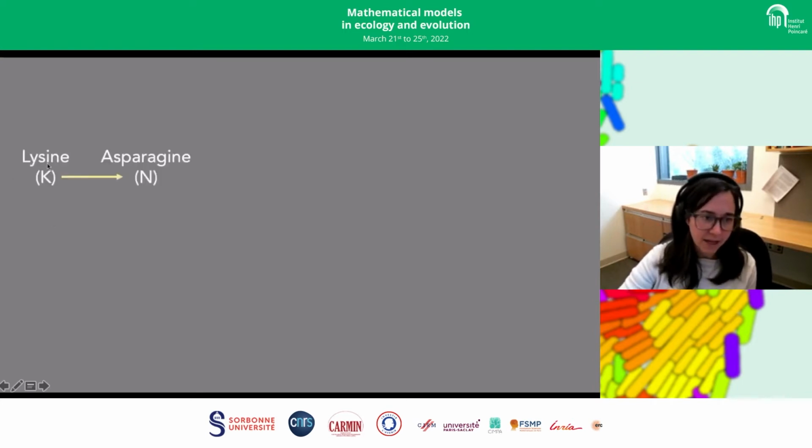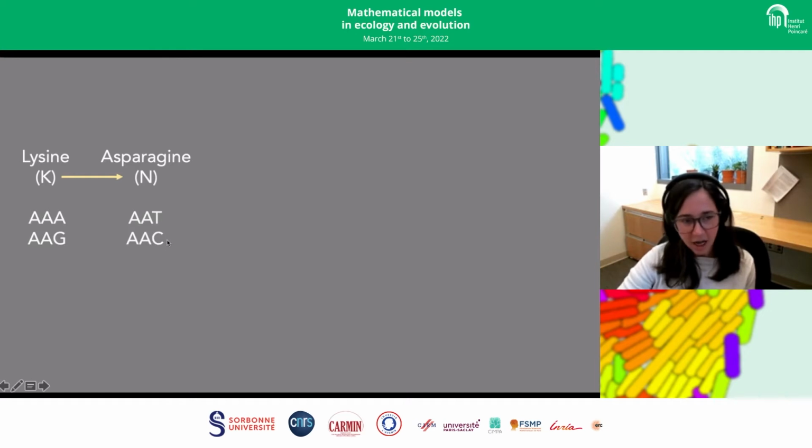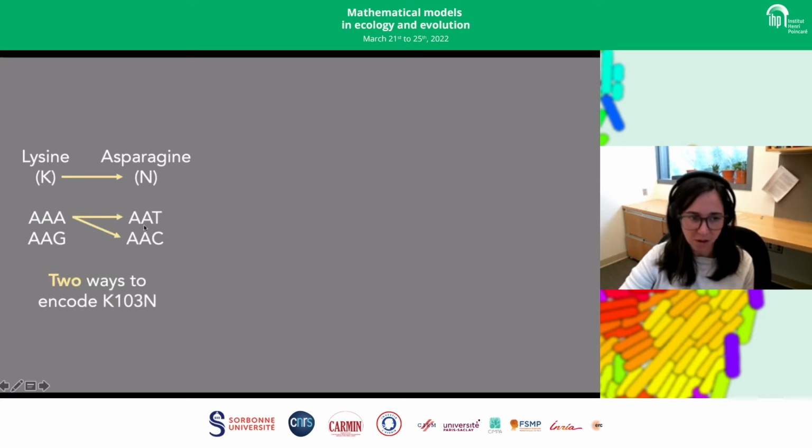So one example of this is the K103N mutation. It's a lysine to asparagine transition at the 103rd position of the Pol gene in HIV. And importantly, lysine is encoded AAA or AAG, and asparagine is encoded AAT or AAC. So what this means is that there are two equivalent ways to encode an asparagine mutation. You can have an A to T or an A to C mutation at the 3rd position of this 103rd position.